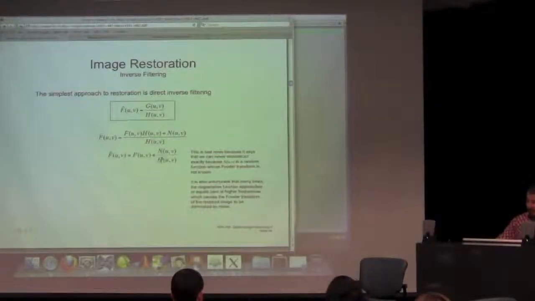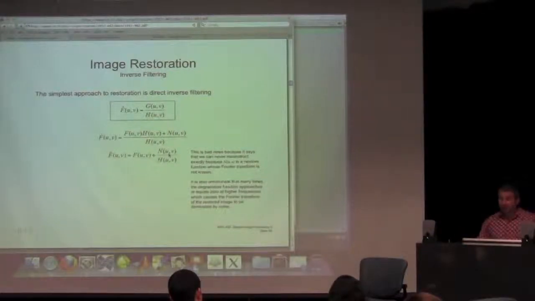Well, what does that leave me? It leaves me this. All right, and in order to get back to my original function here, I have to know my noise, and that's not always easy to do. But we can make some approximations to it. How would you approximate the noise?